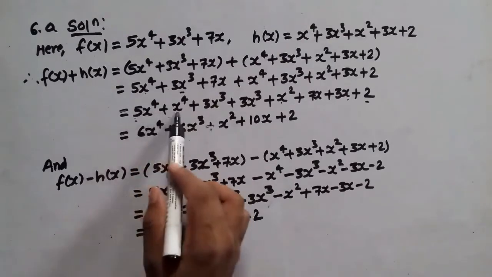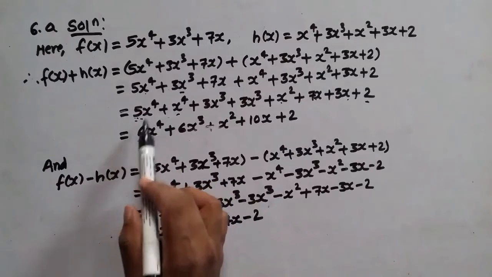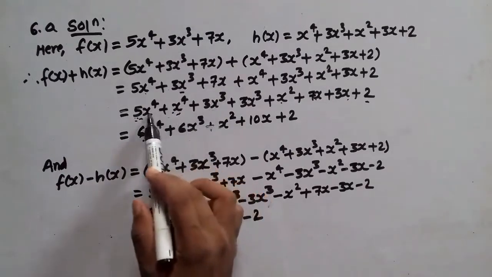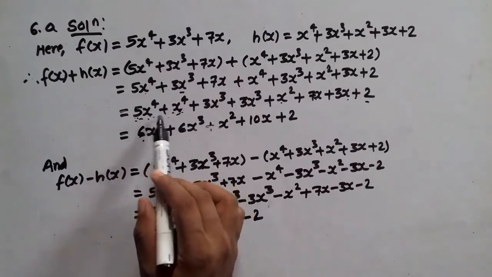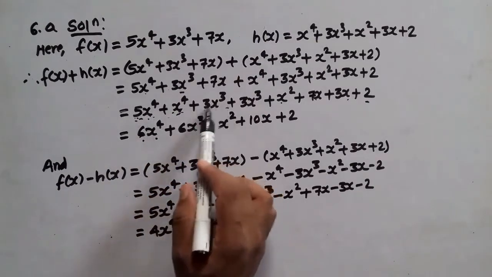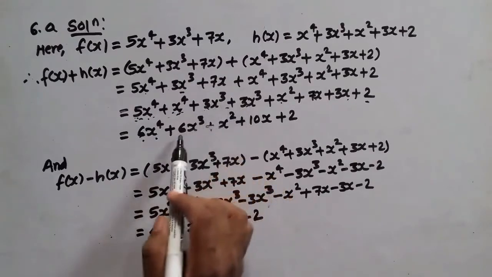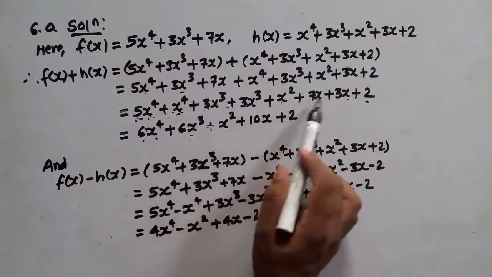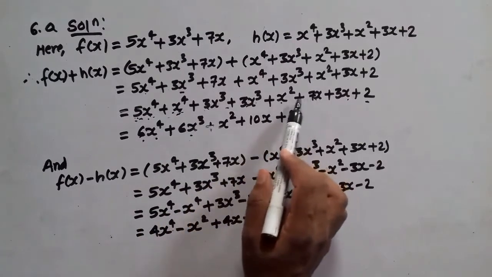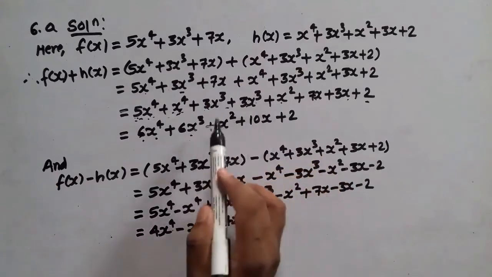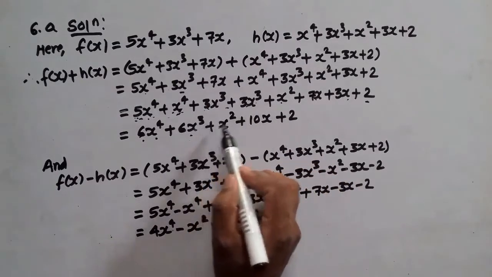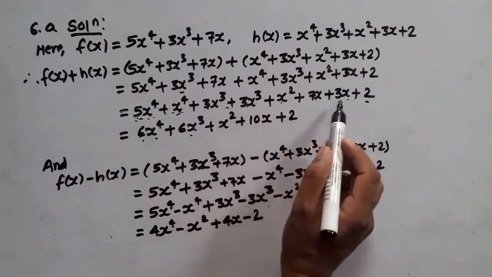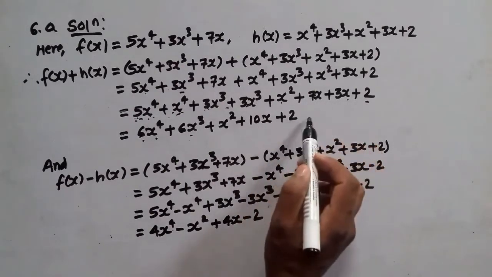Here both have plus sign, so we have to add the coefficients. 5 plus 1 is 6 and this x^4 is written as it is. We do not add this again. And here 3 plus 3 is 6 and x cube is written as it is. Here x square only, no other term containing x square is there, so it is written as it is. Then here plus sign and 7 plus 3 is 10x, then here plus 2 as it is.